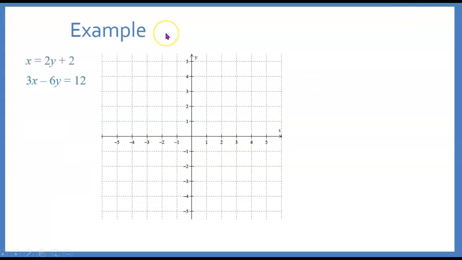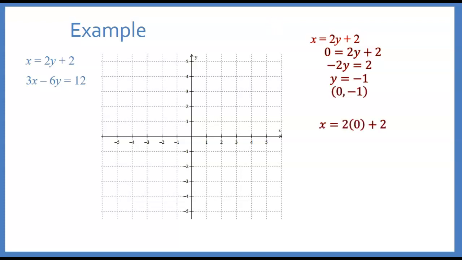Let's try another example. x equals 2y plus 2 is the first equation, and 3x minus 6y equals 12 is the second equation. So take the first equation and find a couple of points so that we can draw the line. I put in 0 for x, and then solving for y gives me y equals negative 1. So there's the point 0, negative 1. And then if I put 0 in for y, I get x equals 2. So there's the point 2, 0, and there's my first line.